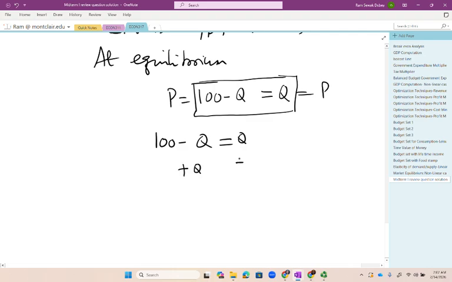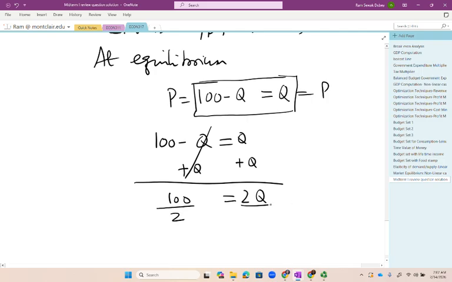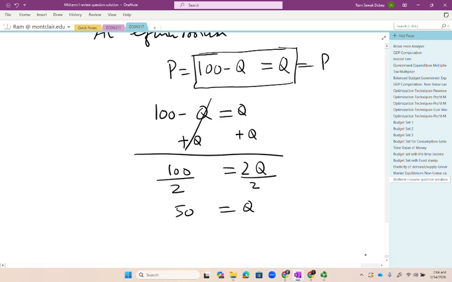So I will add Q to both sides. I get 100 on the left. I got rid of the variable on the left. And so now we have a constant on the left and 2Q on the right. I can divide both sides by 2 to get 50 here on the left, Q by itself on the right. So at market equilibrium, quantity turns out to be 50 units, 50 boxes.